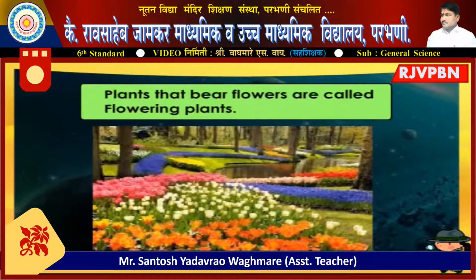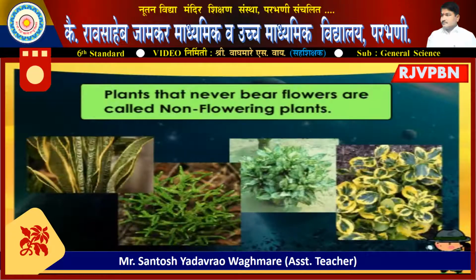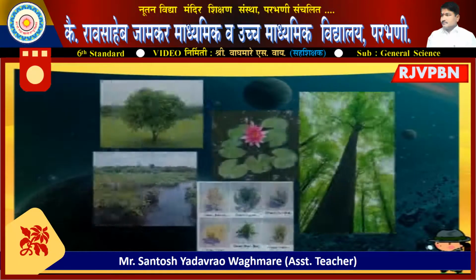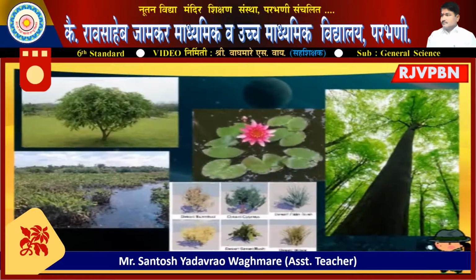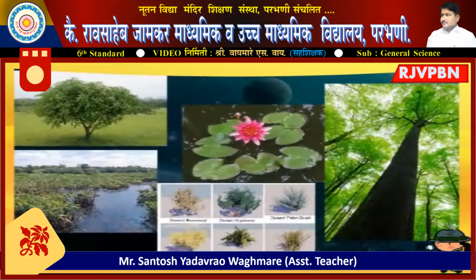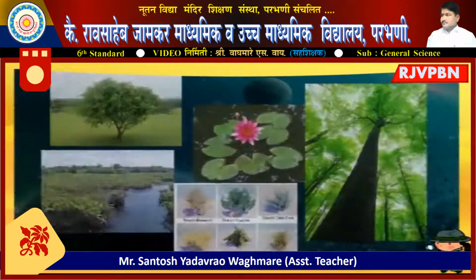Plants can also be classified as flowering plants and non-flowering plants. Plants that bear flowers are called flowering plants, while the plants that never bear flowers are called non-flowering plants. Non-flowering plants may not have organs like roots, stems, leaves. Plants can also be classified according to their habitat or the place where they grow. Land, water, marshy areas, desert, and even a big tree are the various habitats of plants.